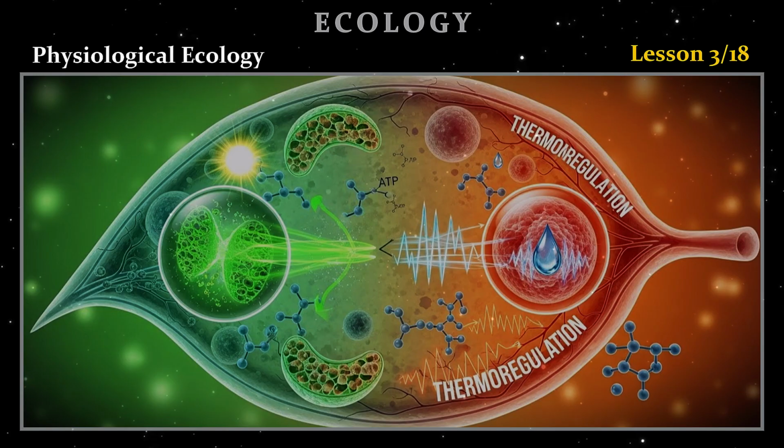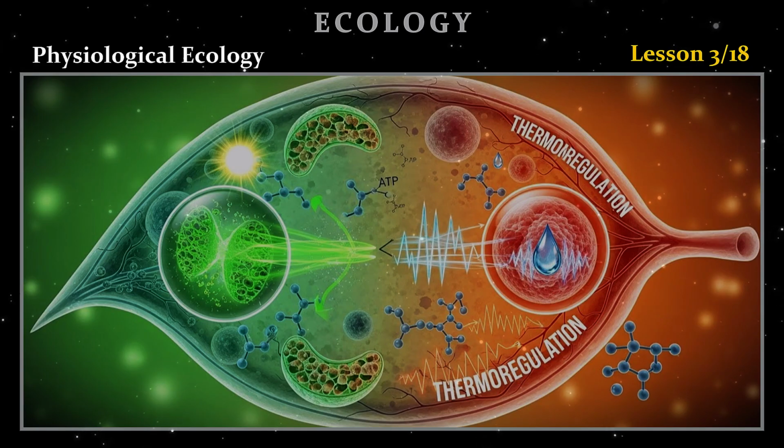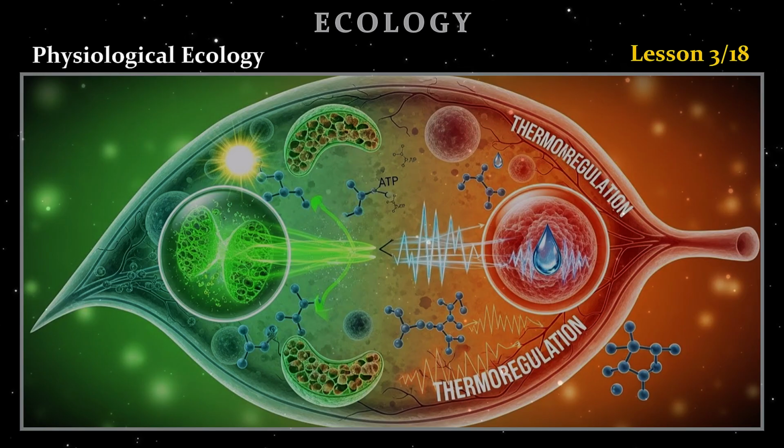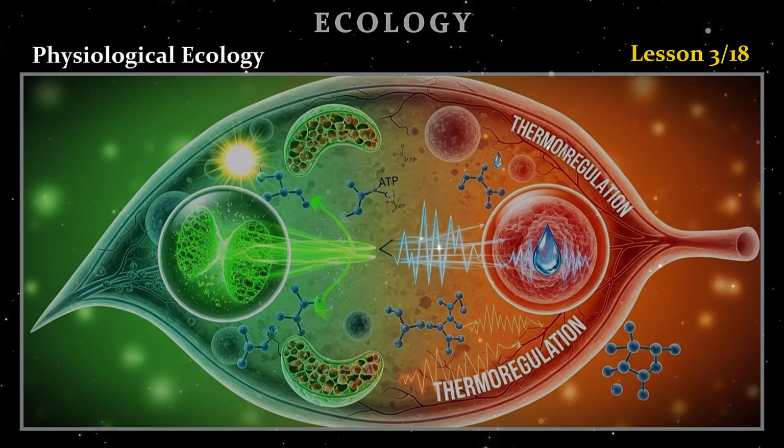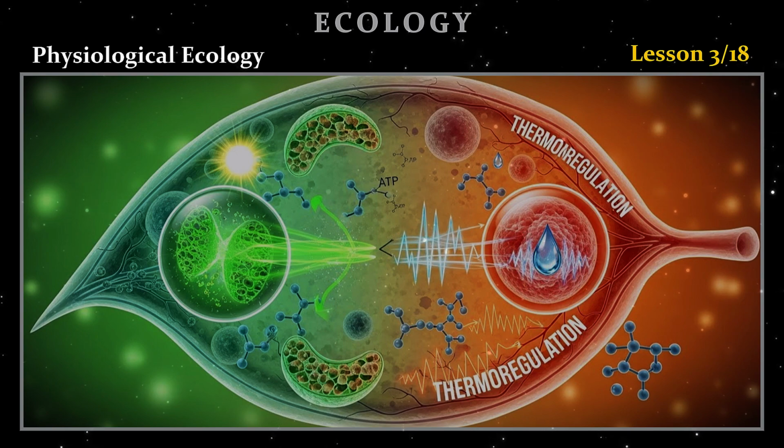Let us look first at temperature. Organisms are generally divided into two broad categories based on how they manage heat. First, there are the ectotherms. These are the cold-blooded animals, reptiles, amphibians, and insects. They rely on external sources of heat. They do not burn food to keep warm.